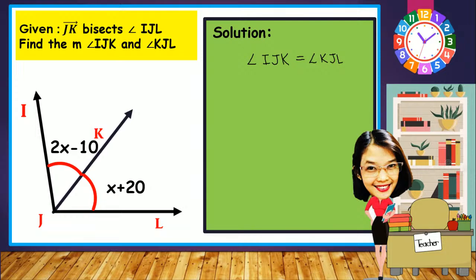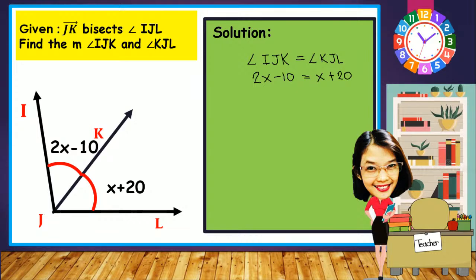At dahil dyan, you will just simply substitute. So, what's the value of IJK? Given yon, which is 2x minus 10. Ano naman yung sa kabila? X plus 20. Now, how are you going to solve for this? Just simply combine similar terms. Sa Tagalog, pagsamahin kung ano yung magkakapareho.